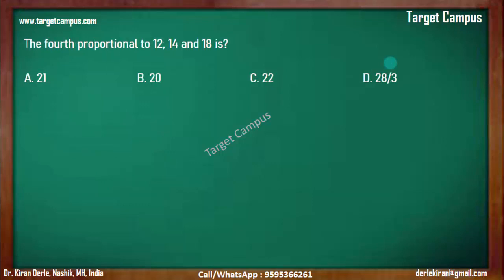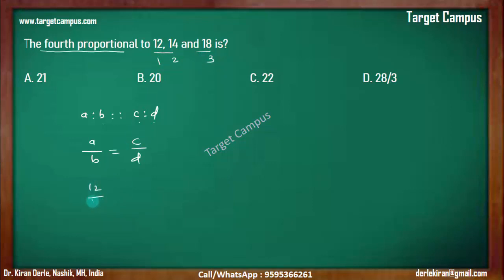Right? Let's move on. The fourth proportional to 12, 14, and 18 is. What is fourth proportional? If A is to B is in proportion with C is to D, here we have four proportionals: first proportional, second proportional, third proportional, and this is the fourth proportional. This can also be written like this: A upon B is in proportion with C upon D, and that's it, right? So this is our first proportional, this is second, this is third, and fourth is asked.